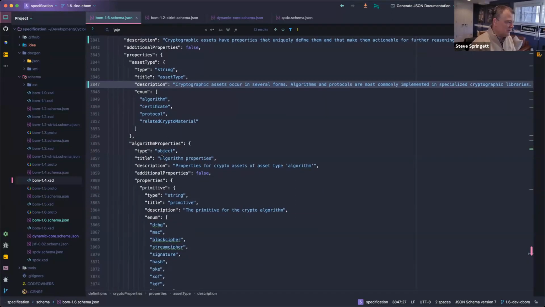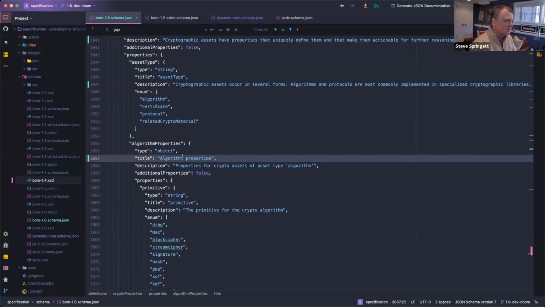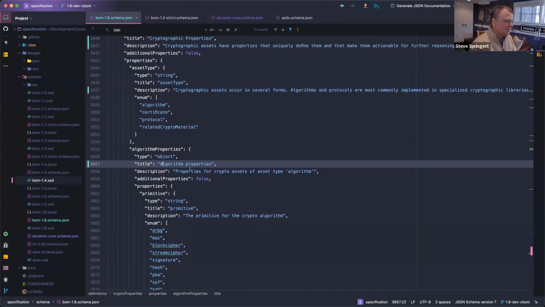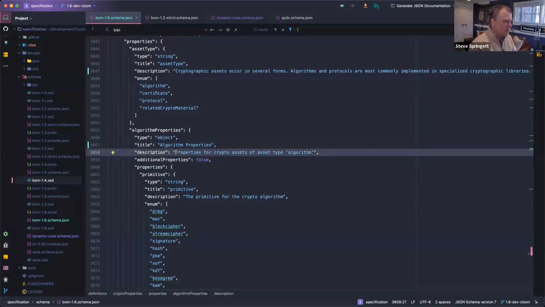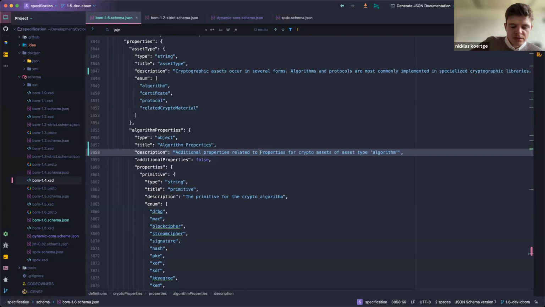Algorithm properties. What do we want to say for algorithm properties? Maybe something like all properties related to a cryptographic algorithm, but maybe we can elaborate that a little bit more.